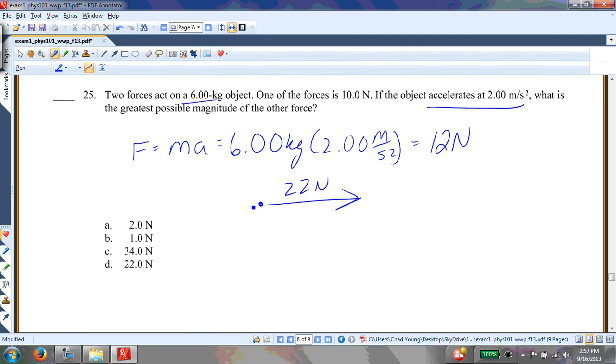That would give us forces that look like this. Otherwise, the least possible force would look like this. I would have 10 newtons in this direction and 2 newtons in that direction. So it could be anywhere between 2 and 22 newtons in order to give us a net force of 12 newtons.